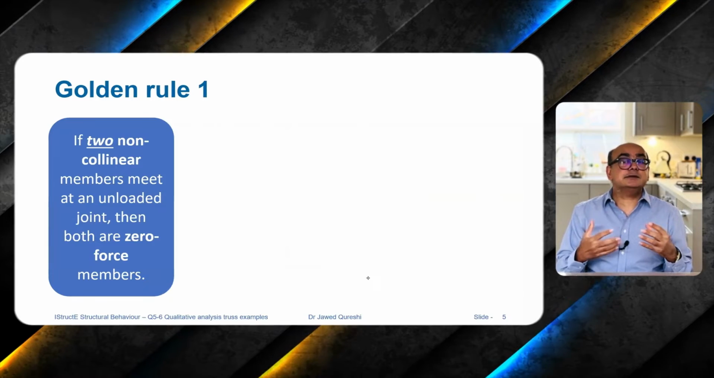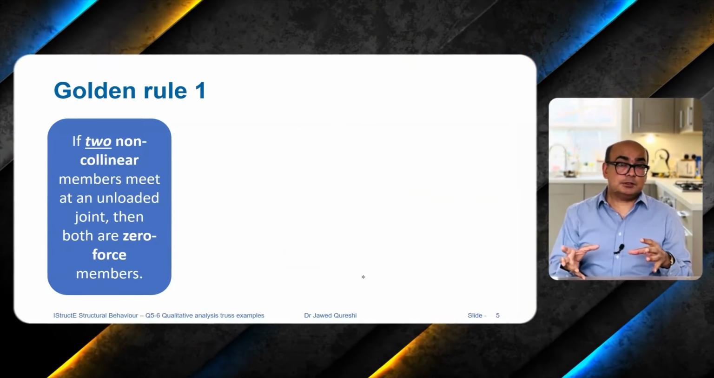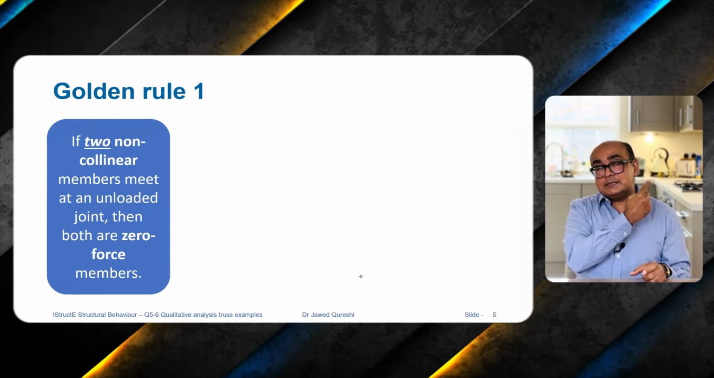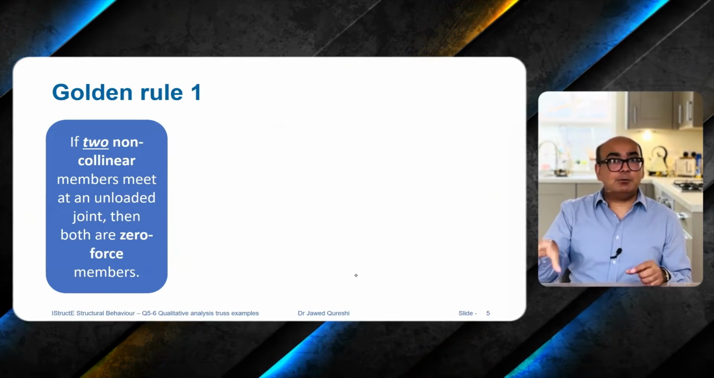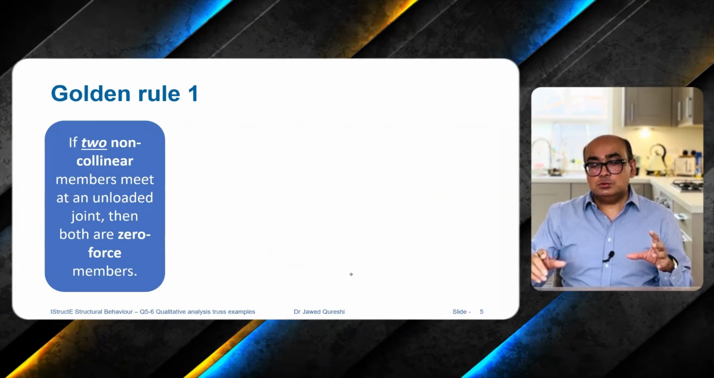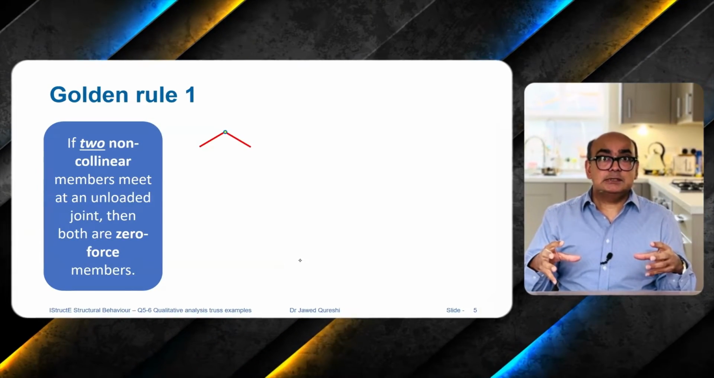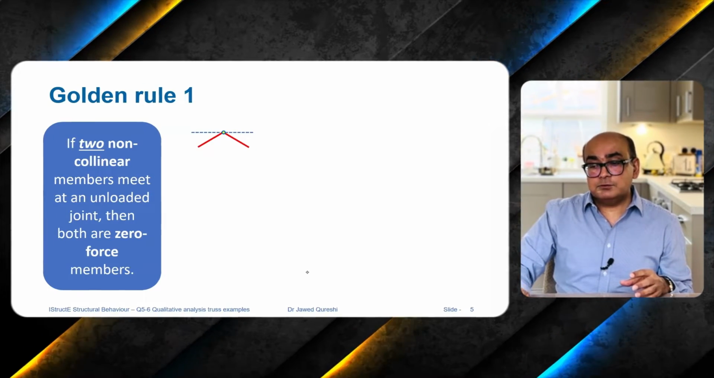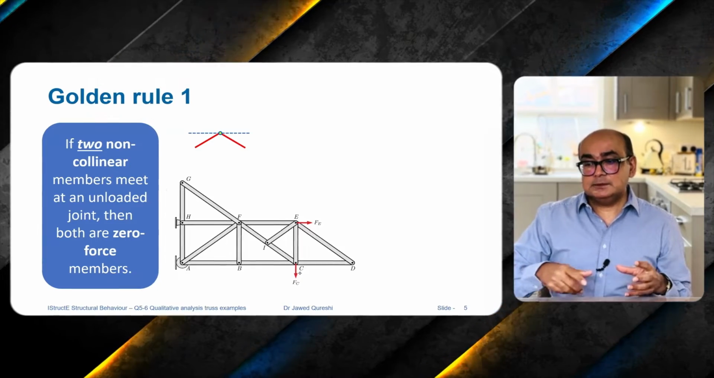Now let us evaluate these options. But before I evaluate the options, there are certain golden rules that need to be followed, which I've covered in my very first tutorial on trusses. Click the link over here to have a look at that tutorial in detail, but I will cover it here very quickly. The first rule is that when two non-collinear members meet at a joint, they are zero force members, and the angle between them has to be less than 180 degrees.